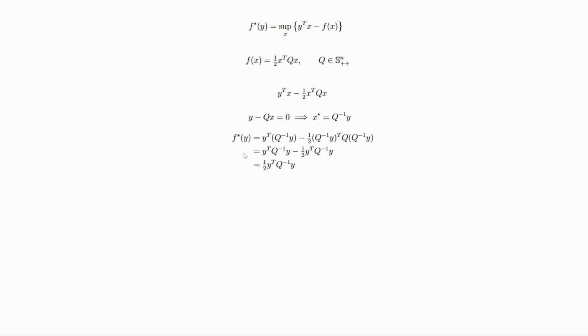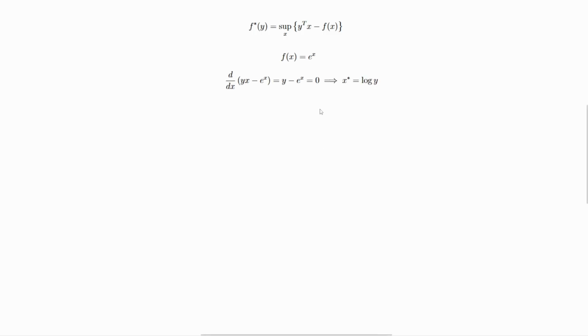Also notice that the domain of f star is all of R^n, and this is because the supremum is always finite. Okay, great. So let's do the exponential now. That's when f of x equals e to the x. So the domain is all real numbers, right?